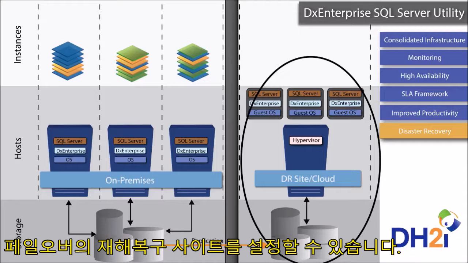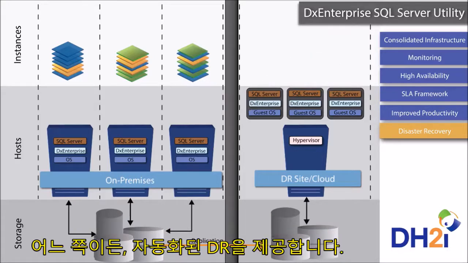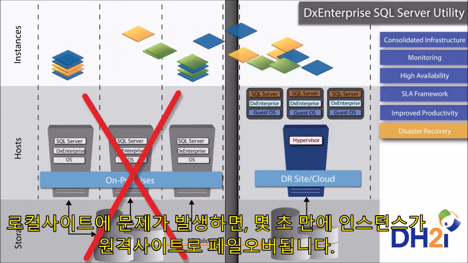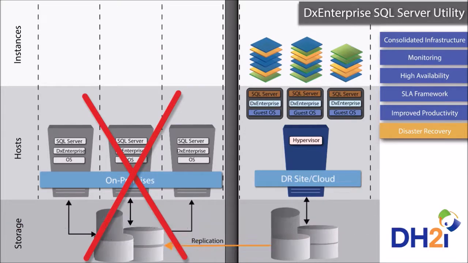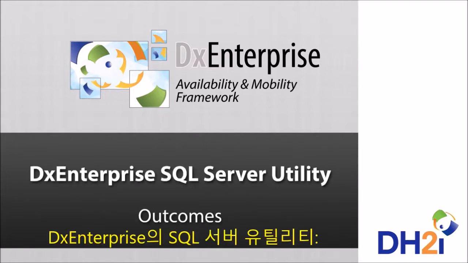Your DR target could be located at another one of your facilities, or it could be through a third-party infrastructure provider. Either way, this gives your environment easy automated DR. Should there ever be a problem with the local site, instances will fail over to the remote site within seconds. You can even tie conditional dependencies and services to the workflow within the tool for fully automated end-to-end disaster recovery playbook automation. So, what is the outcome of the DxEnterprise SQL Server utility?